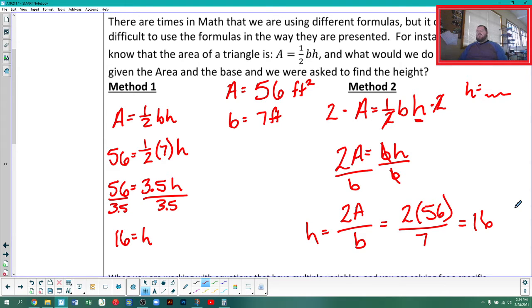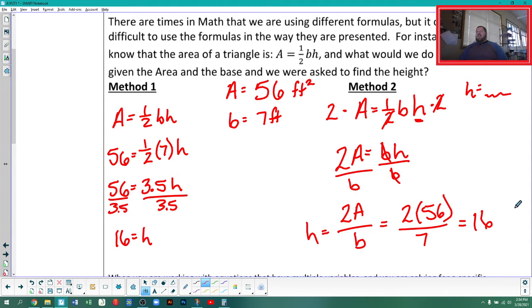I would say that this is more of a science application of equations, more so than math, because most of the time in math, I'm going to mix up what I don't give you, right? Sometimes I might give you the base and height, say find the area, or I'll give you the area and the height and say find the base, right?